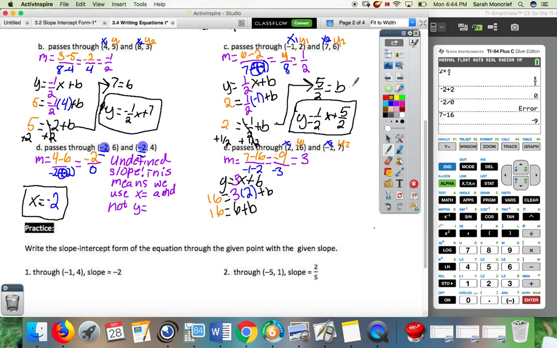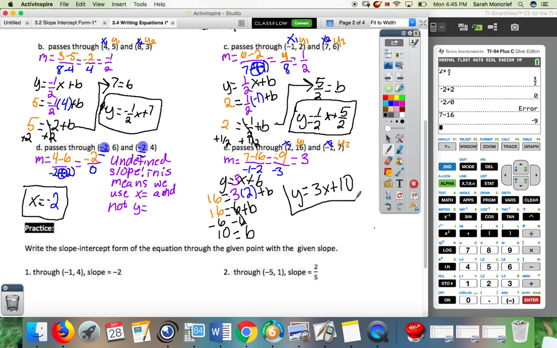And now I got to solve for b. I will do so by subtracting 6 on both sides. What is 16 minus 6? That is 10. So 10 is equal to b, as these cancel. So now that I have my m and my b, I can just plug it in. So you should have gotten y is equal to 3x plus 10.